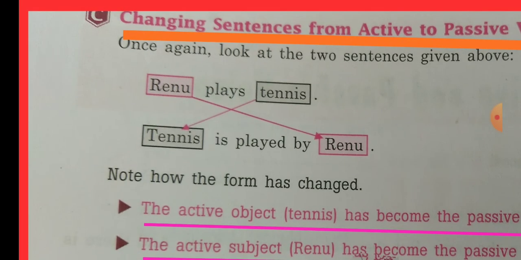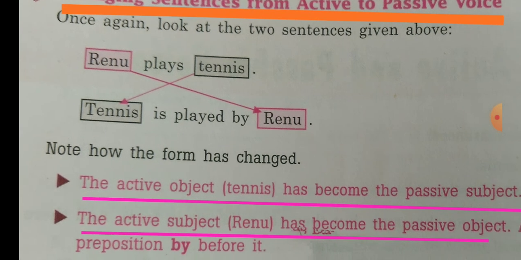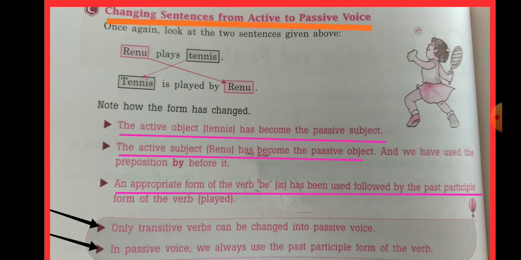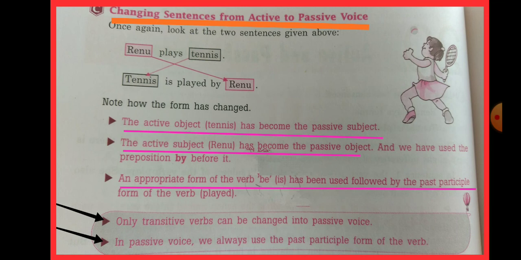Now "plays" is changed into "is played," and before the object Renu in passive voice we will use "by." This is a rule. Now the active object tennis has become the passive subject, and the active subject Renu has become the passive object, and the verb is changed according to the rule. The verb's third form is placed along with an auxiliary verb, meaning helping verb.